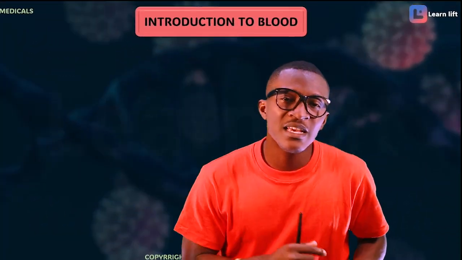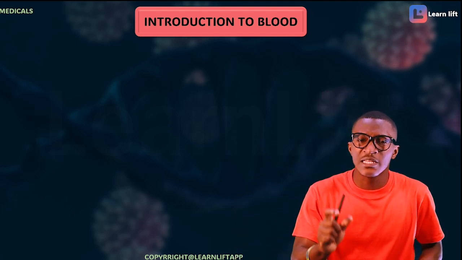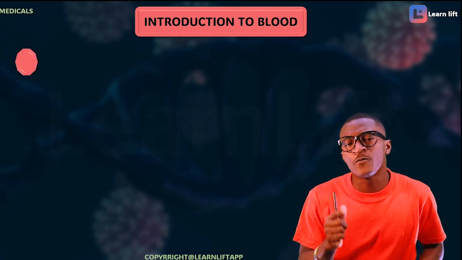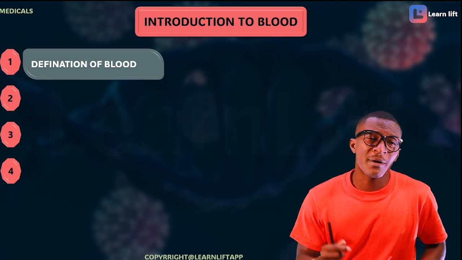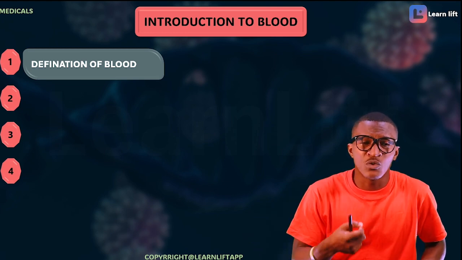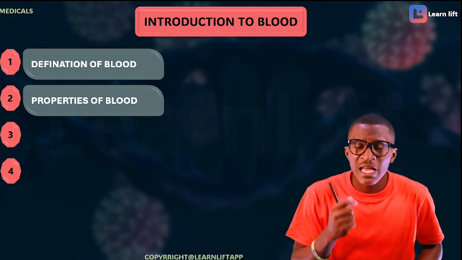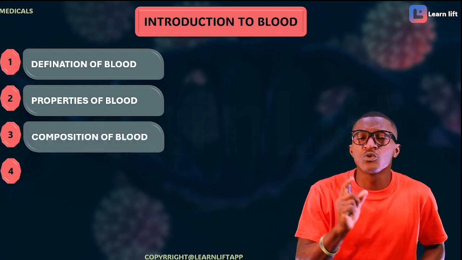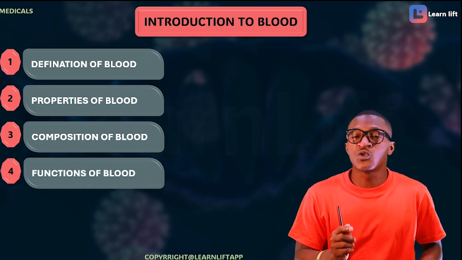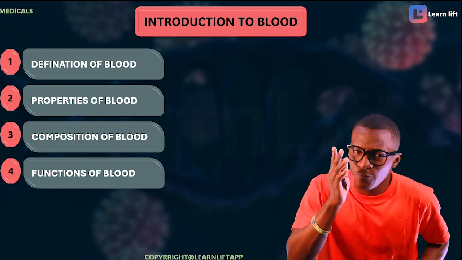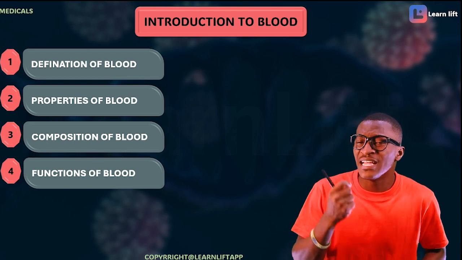Quickly, let's start the introduction to blood. How are we going to study this? This is the first class, like I said, on the introduction to blood, and we're going to view it under the following headings. About 4 headings. The first heading is the definition of blood. We're going to learn how to define blood. Number 2, we'll talk about the properties of blood. And number 3, we're going to talk about the composition of blood. What's blood made up of? And number 4, the function of blood. So in this video, we are targeting these 4 things: the definition of blood, the properties of blood, the composition of blood, and the function of blood.